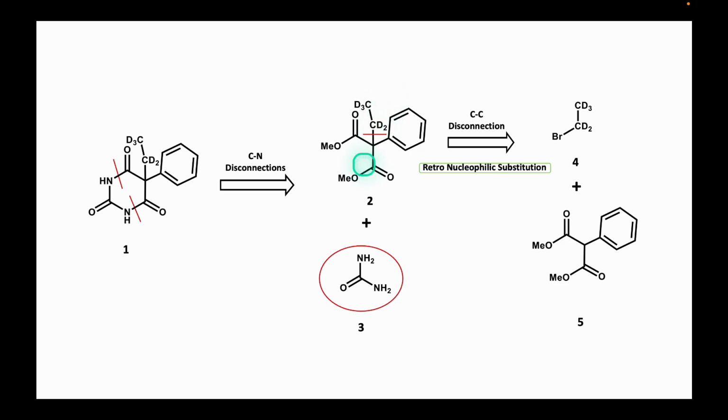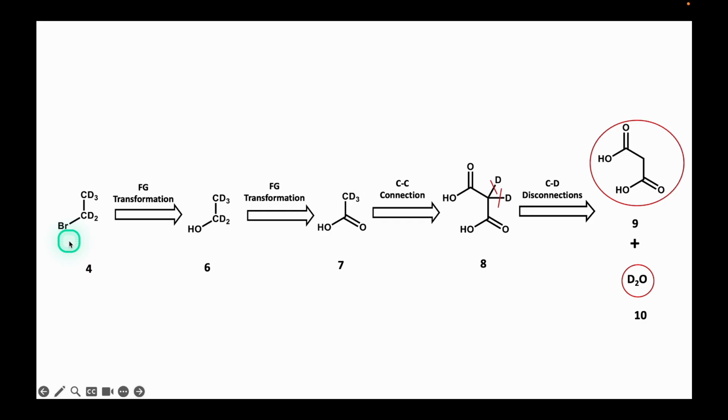This structural feature allows for the introduction of the chain through a substitution reaction between the labeled ethyl bromide and the phenylmalonate 5. The labeled ethyl bromide can come from penta-deuterated ethanol 6 through a functional group transformation.